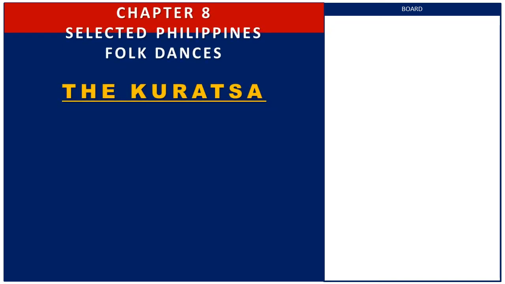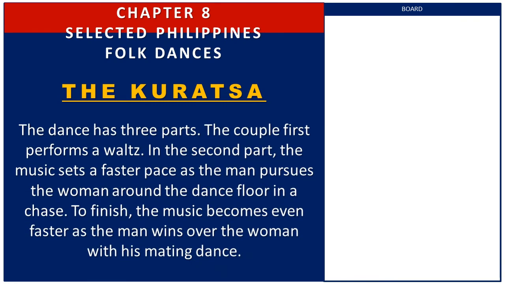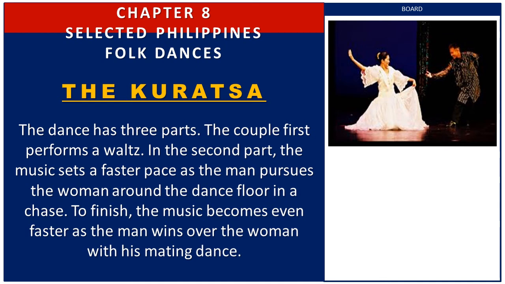Next is the Kuracha. The Kuracha is described as a dance of courtship and it is often performed at weddings and other social occasions. The dance has 3 parts. The couple first performs a waltz. In the second part, the music sets a faster pace as the man pursues the woman around the dance floor in a chase. To finish, the music becomes even faster as the man wins over the woman with his mating dance. Here are some example pictures.